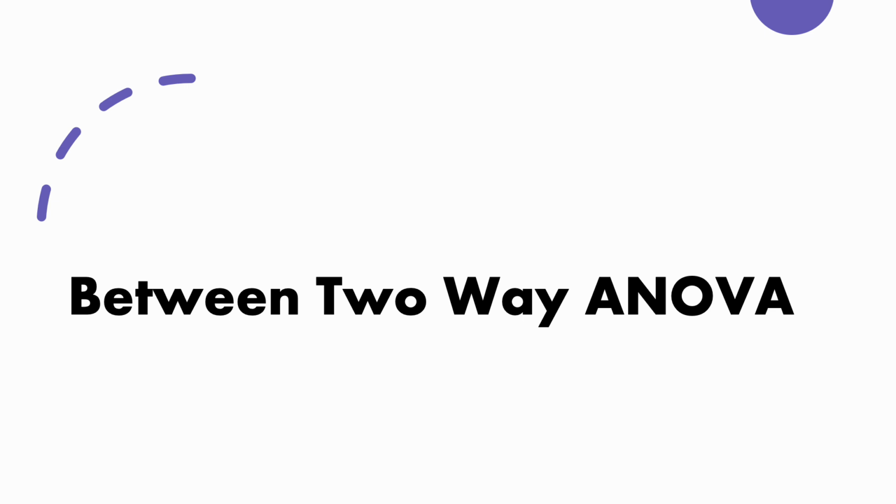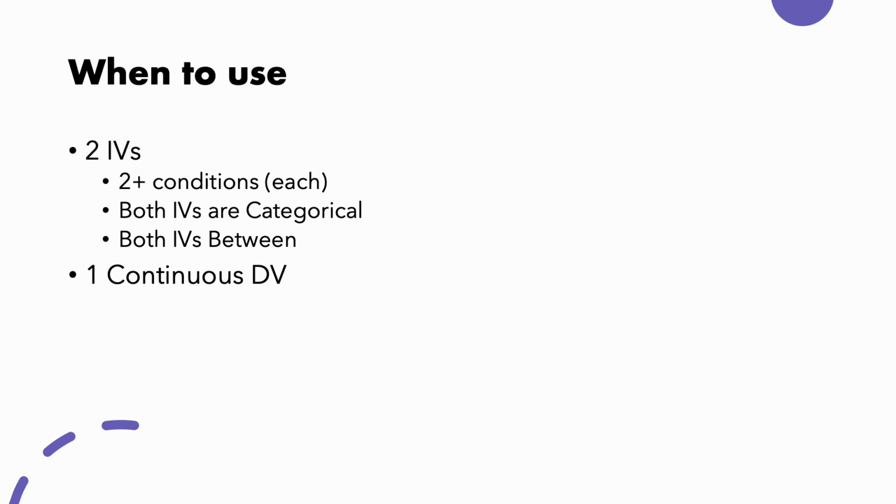This video covers conducting a two-way between ANOVA. When do we use a two-way between ANOVA? When we have two independent variables. Each independent variable has two or more conditions. Both independent variables are categorical. Both independent variables use a between design, and there is one continuous dependent variable.